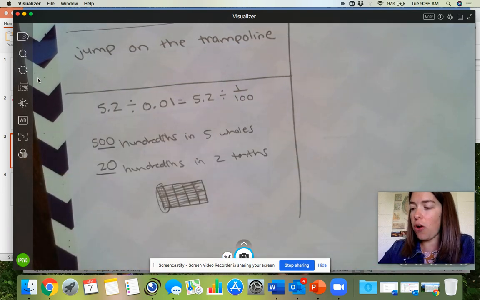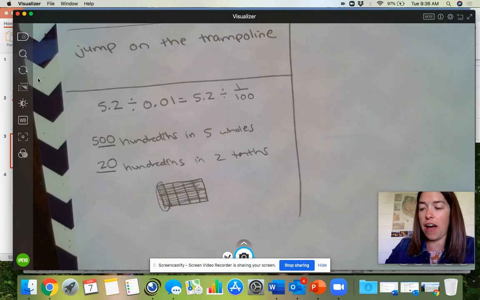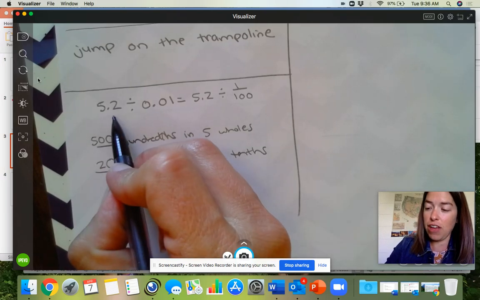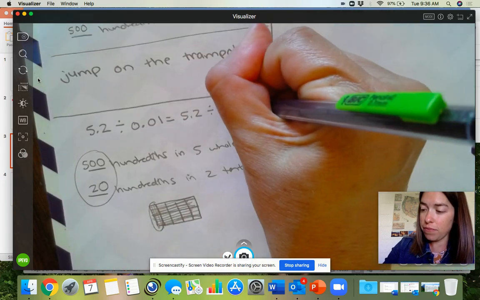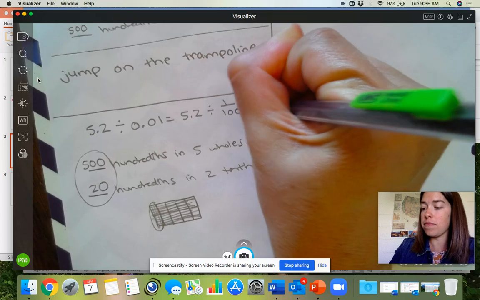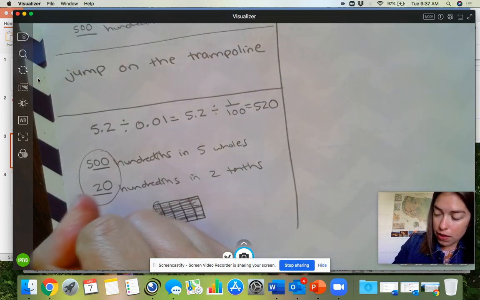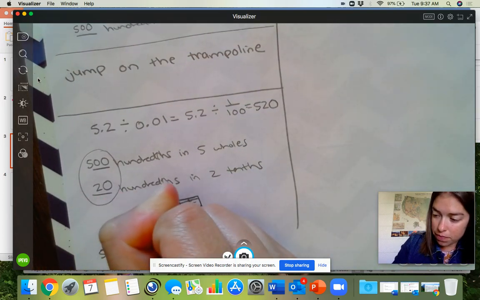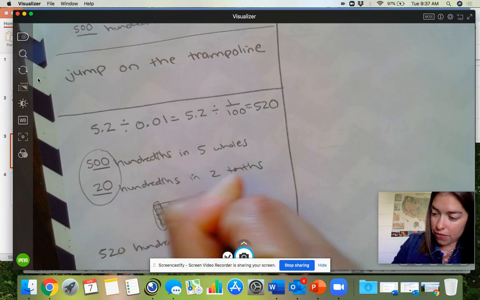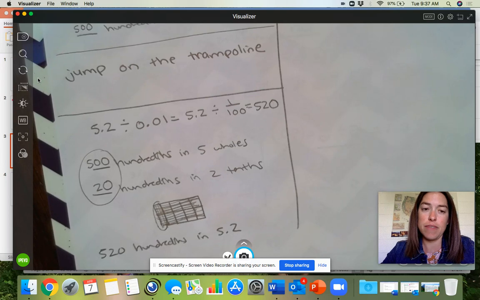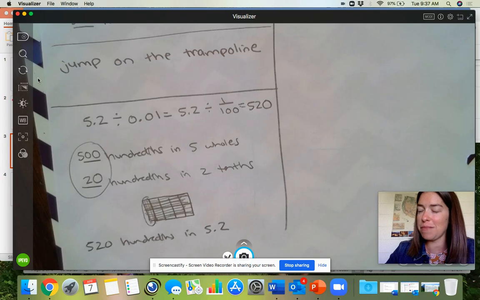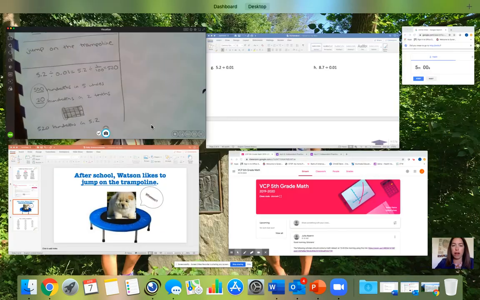And so if we want to know how many hundredths are in 5 and 2 tenths, there's actually 520 hundredths in 5 and 2 tenths. Again, some of you may be noticing something about the decimal point, some pretty cool patterns we're going to take a look at tomorrow. Let's try one more.